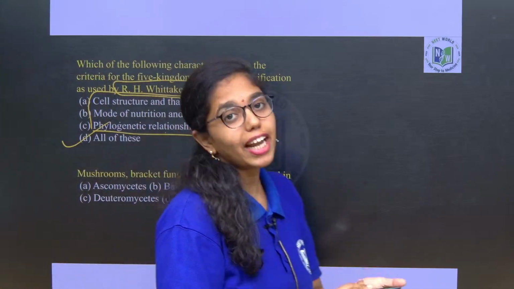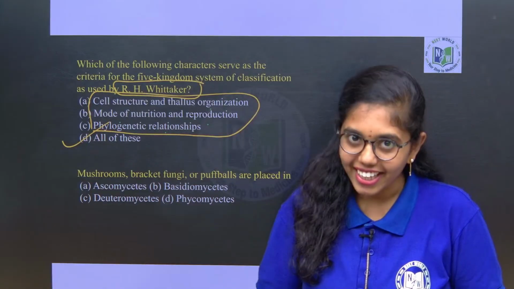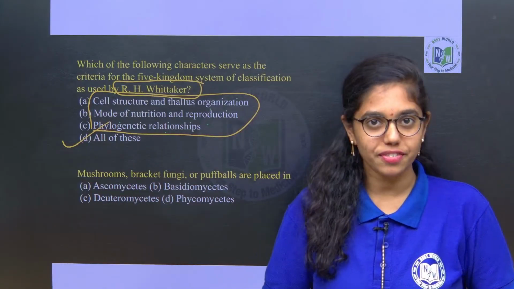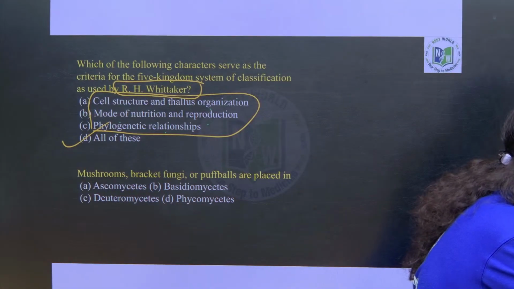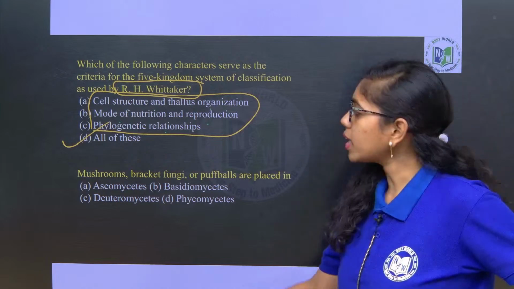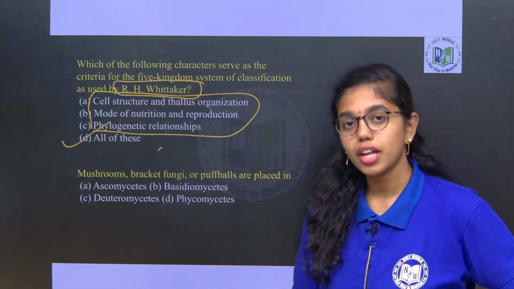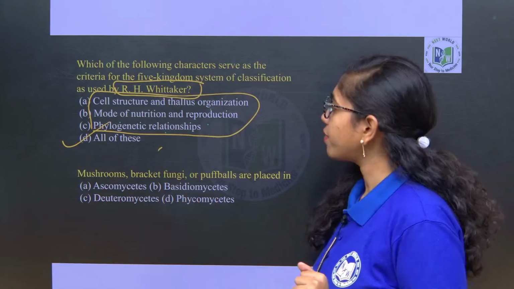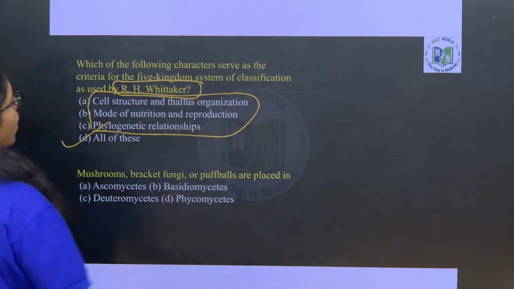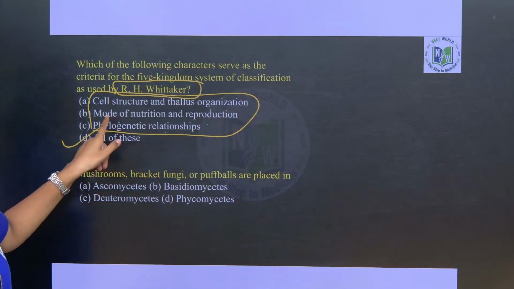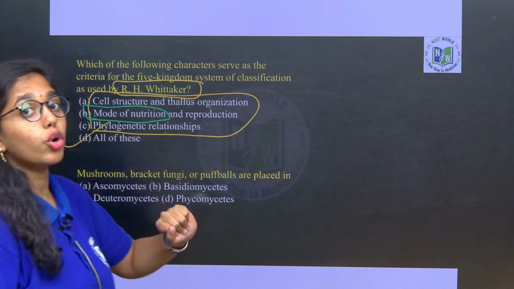Now, I would like to highlight 2 more points. What is the most important criteria for the 5 kingdom system of classification? You can answer my question in the chat box. The most important criteria for the 5 kingdom system of classification is mode of nutrition.